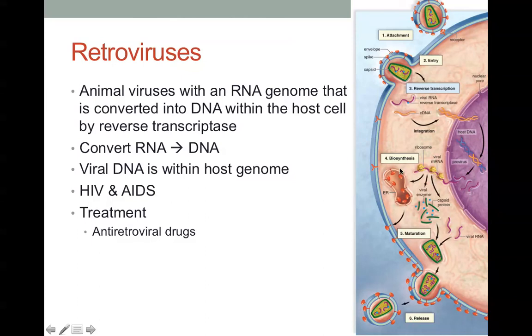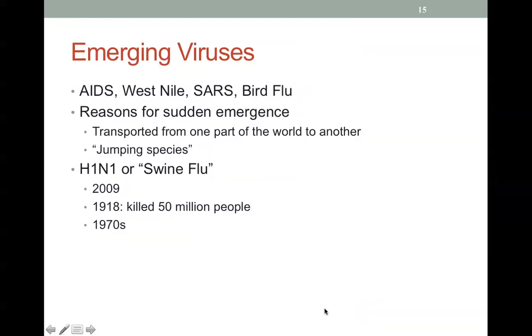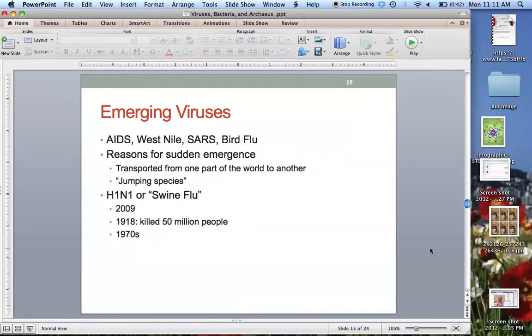Then out here it's translated, and now we have all of our proteins that we need. Then it can be put back together through maturation and release. So that's how a retrovirus works inside of a human cell.